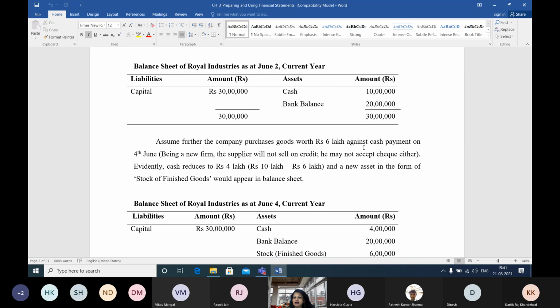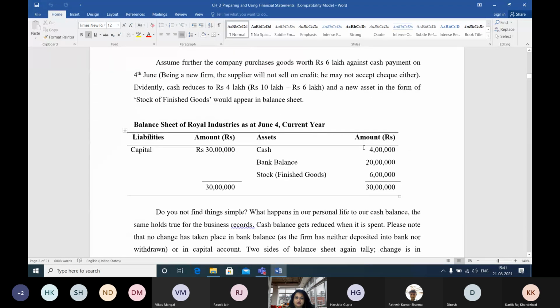Any doubts, any questions, please ask. Then, assume further the company purchases goods worth 6 lakhs against cash payment on 4th June. So now what the company has done is, the company is a trading company. So they are basically buying goods from somewhere and then they are selling it to another market. Being a new firm, the supplier will not sell on credit to this company. He may not accept a check either. He may want cash only.